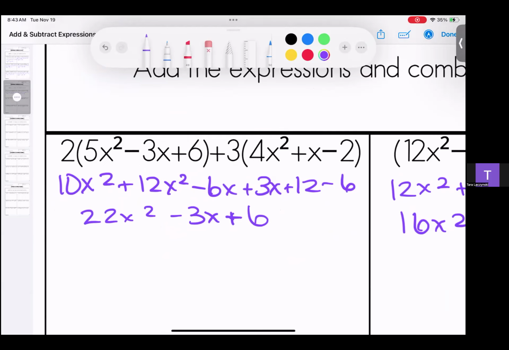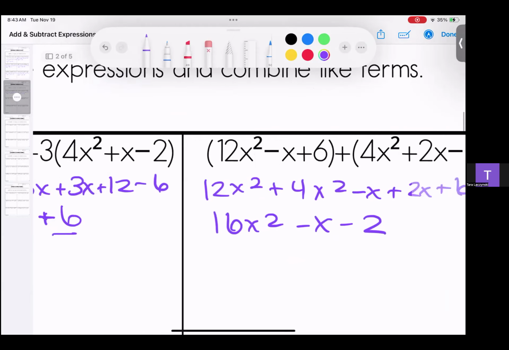So 2 to share gives us 10x squared minus 6x plus 12. Over here, we have 12x squared plus 3x minus 6. Combined to get 22x squared. Subtract because they're opposite. 6 minus 3 is 3, keep it negative, and then 12 minus 6 is 6.